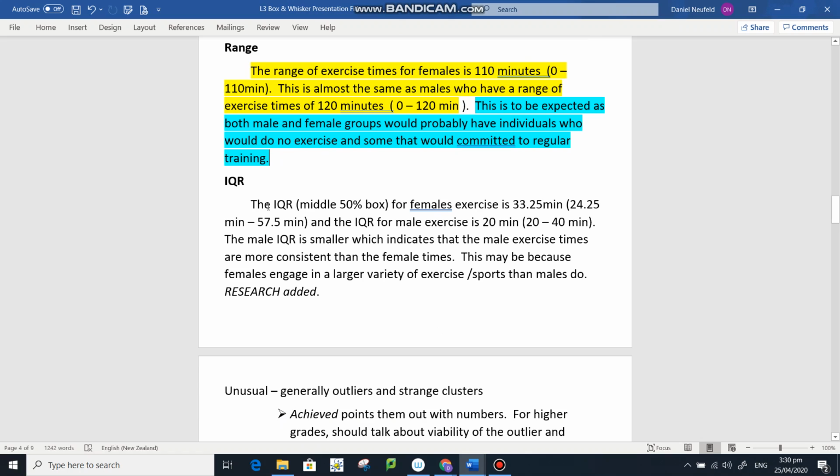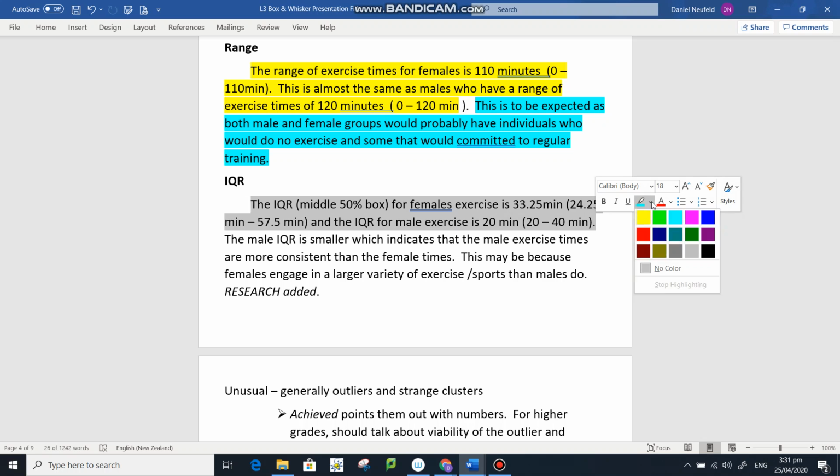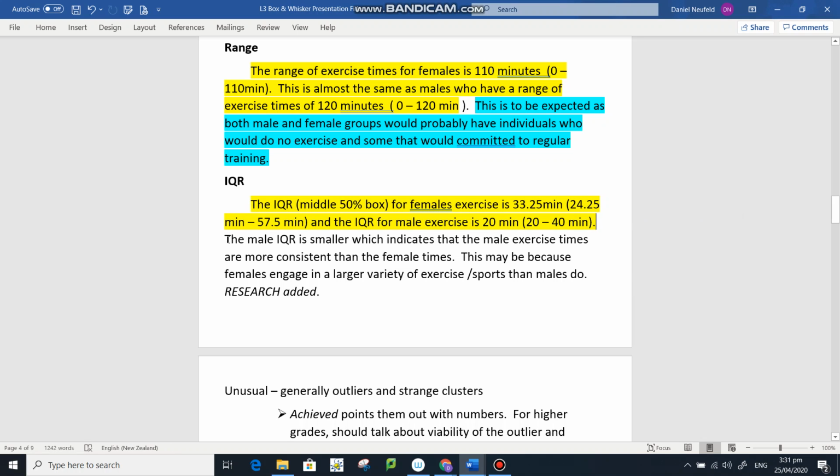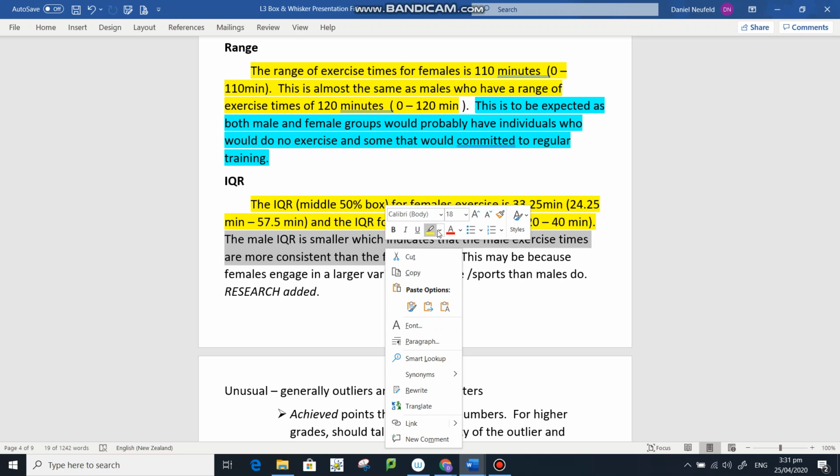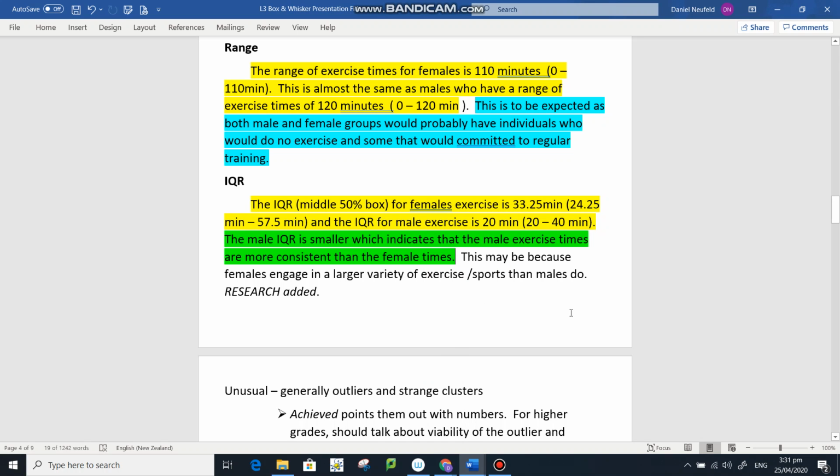When I go into this part, the IQR, again, I give all the numbers. I don't just say the IQR is bigger or smaller. I actually say what the numbers are. Okay, that's my achieved. Comparing the two, this is smaller, which indicates that the male time is more consistent. Comparing the two sizes, that's going to be my merit. Again, I'm bringing it into context. What does this mean? Here's what I see. This is what it means.